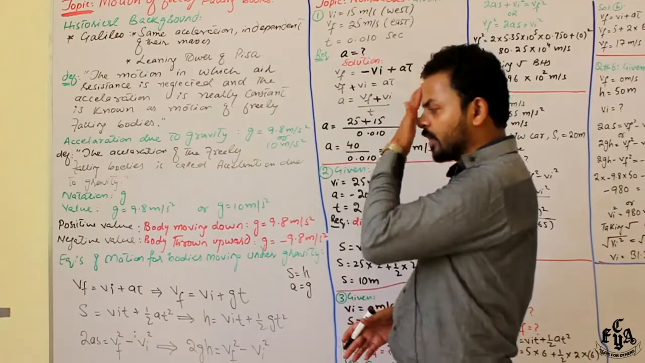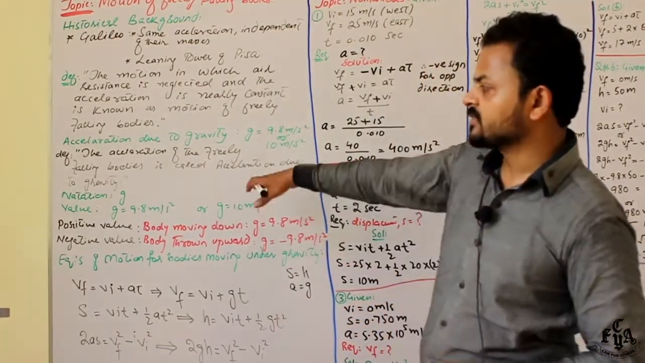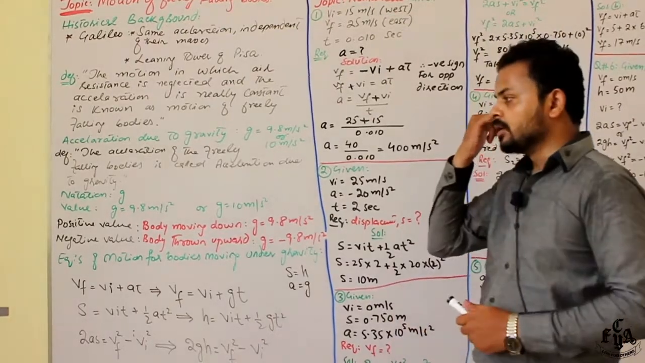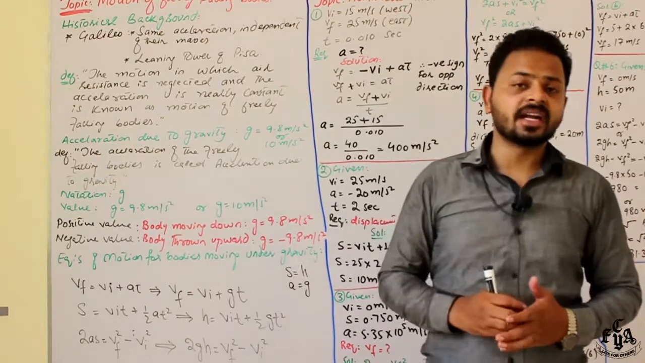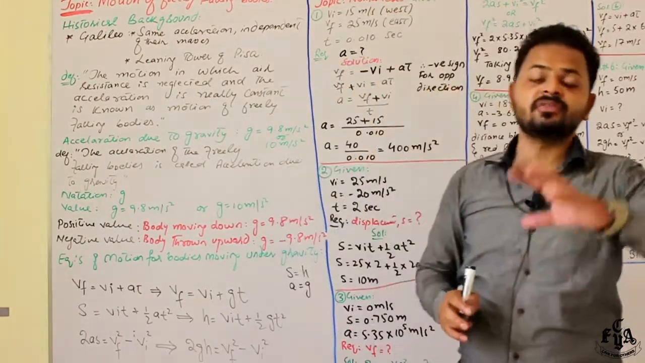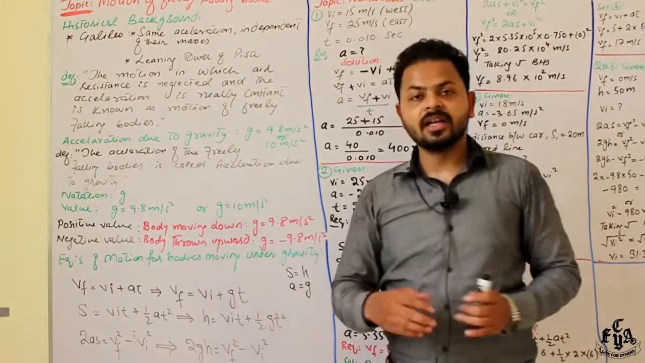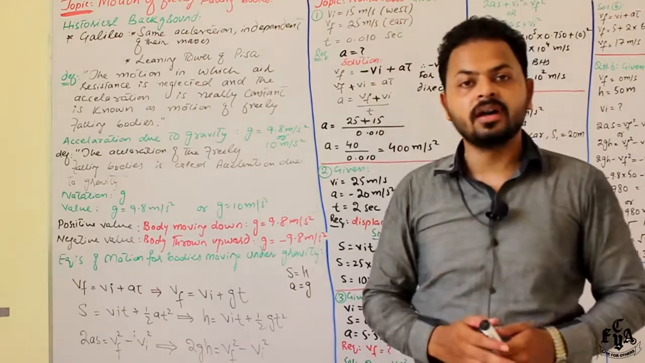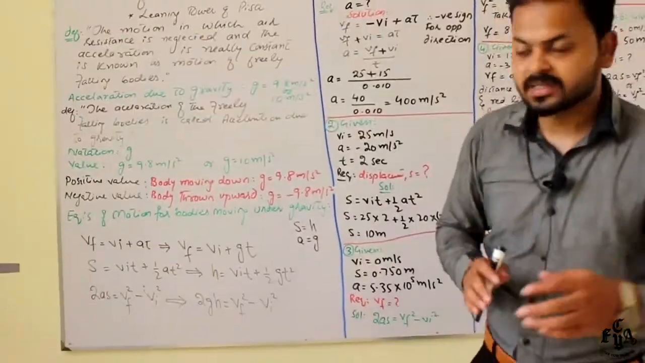The value is 9.8 meters per second square or 10 meters per second square, but this is the value at the surface of the earth. Now these values may be positive as well as negative. Do remember one thing: if a body is falling towards the earth, g value will be positive, 9.8 meters per second square, while if a body is thrown vertically upward away from the ground surface, the value of g will be minus 9.8 meters per second square.